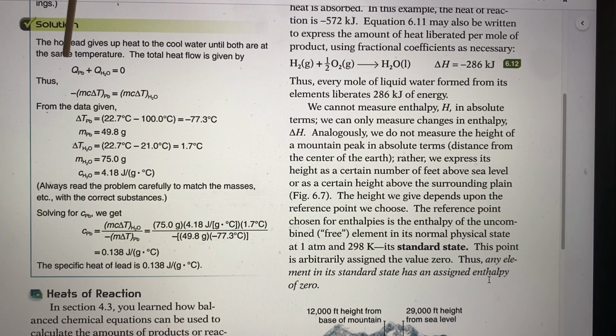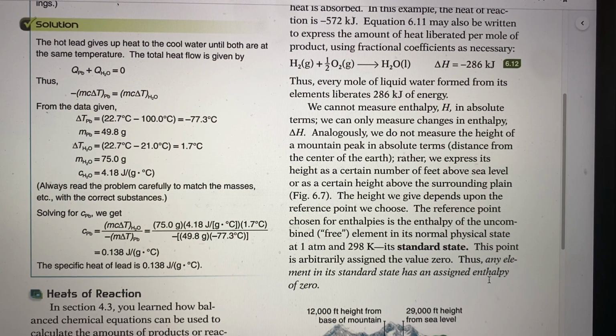So, basically we have the heat of lead plus the heat of water is going to be 0. That means 0 means they're in equilibrium. Thus, you can fill in this blank here and put in the specific heat of lead, and you can put in the specific heat of water. So from this data given, you can just plug in the blanks, right? So you're plugging in the blanks.